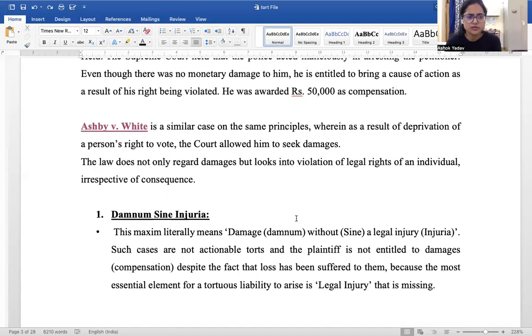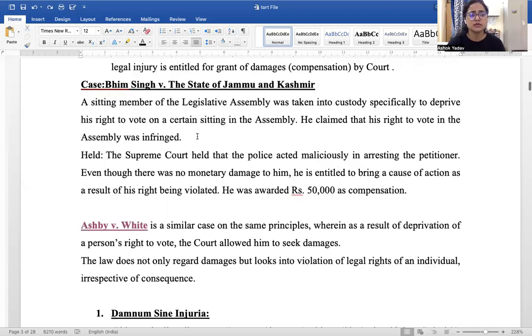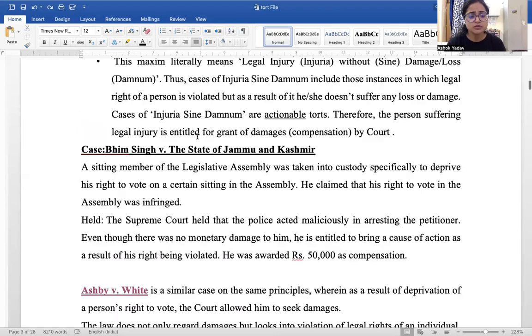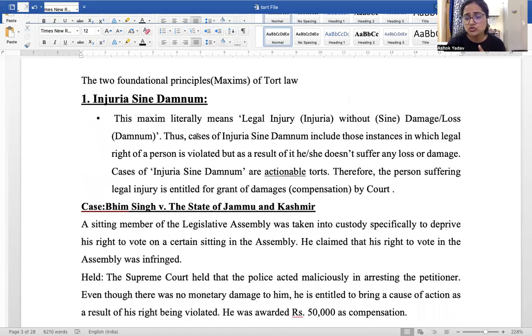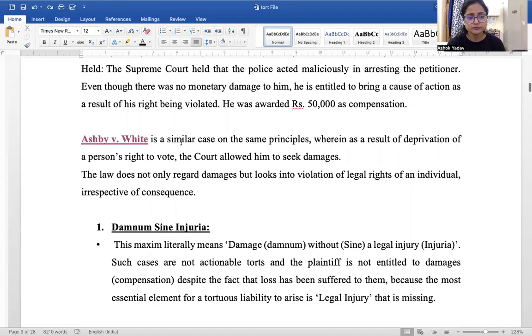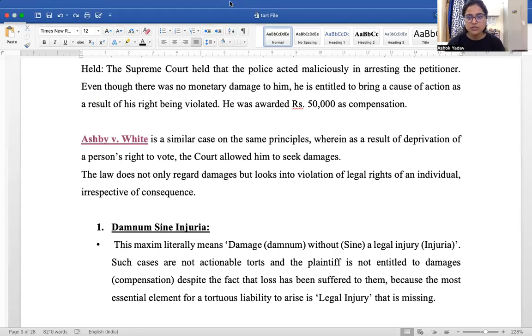Second case is Ashby versus White. It is asked many a time: Ashby versus White relates to which principle, which maxim? You should know Ashby versus White relates to injuria sine damno. It is a similar case on the same principle, wherein as a result of deprivation of a person's right to vote, the court allowed him to seek damages. The law does not only regard damages, but looks into violation of legal rights of an individual, irrespective of consequences.